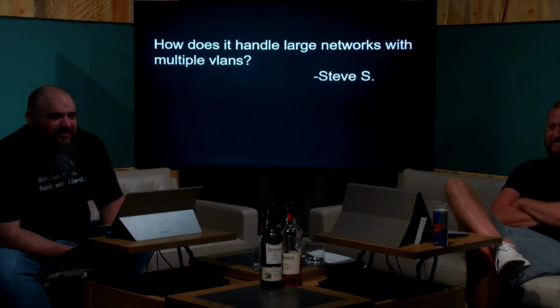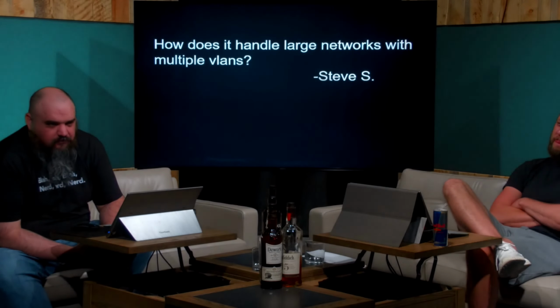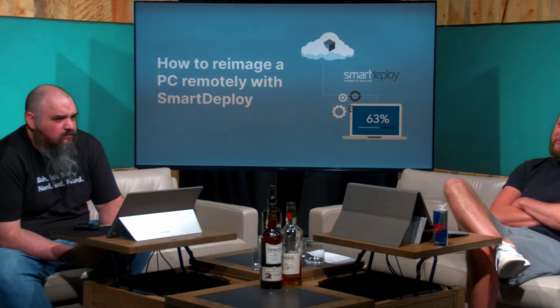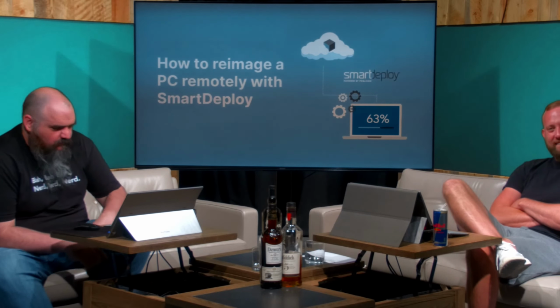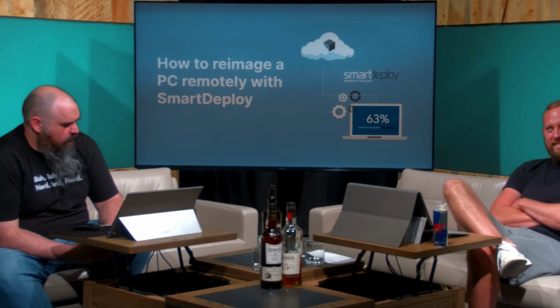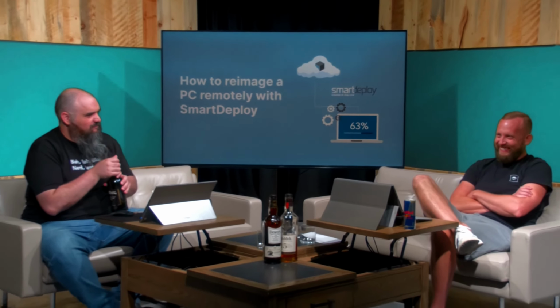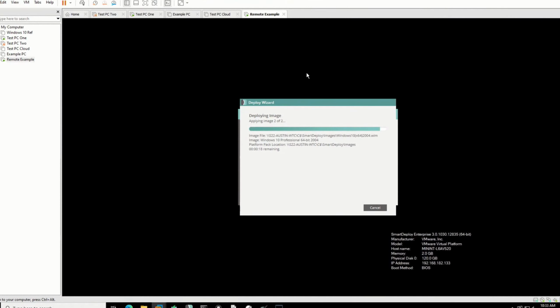How does it handle large networks with multiple VLANs? Steve? So there's more to that. So basically the way SmartDeploy works is I'll answer this question by doing a slight sidestep to it. If you look at this page, you can see that it's using this UNC path. That's basically what SmartDeploy does. SmartDeploy for the client just uses the hosting value over port 8080. And so it looks for a console using that hosting value.